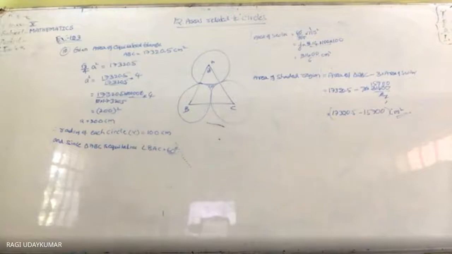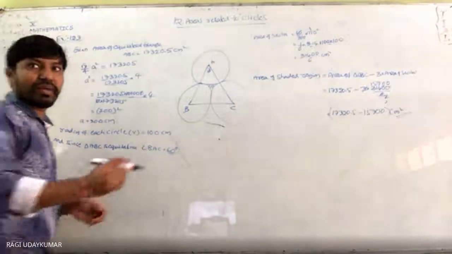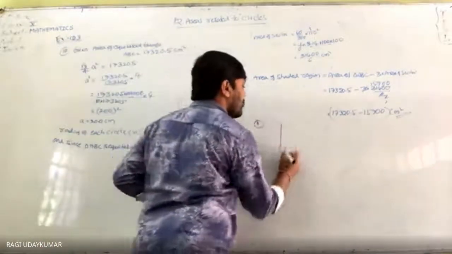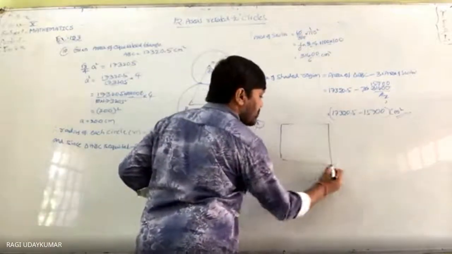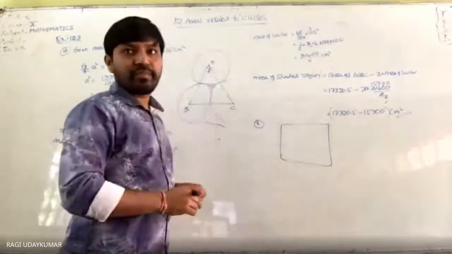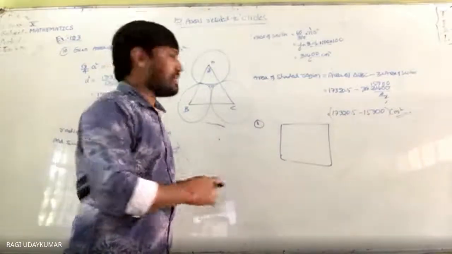Okay, so let us move to the next question, the 11th question. All the questions are mostly like this, and I am going to explain the complicated situations to you. The 11th question: on a handkerchief of square shape, 9 circular designs are made, each of radius 7 centimeters.